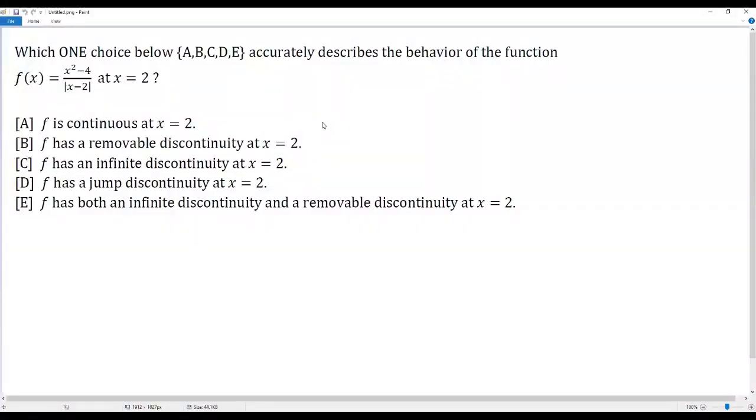Here we have a pre-calculus problem. Okay, let's go to the question. Which one choice below, A, B, C, D, and E, accurately describes the behavior of the function f of x equals x squared minus 4 over the absolute value of x minus 2 at x equals 2.